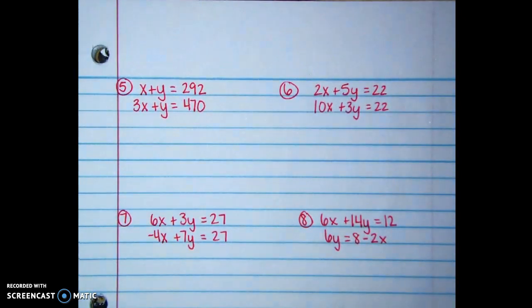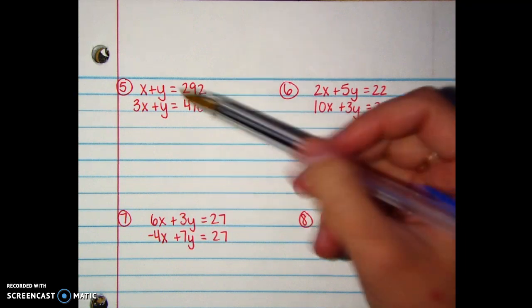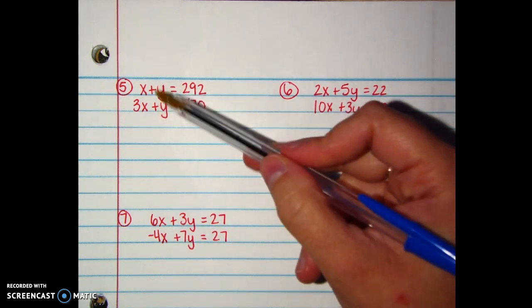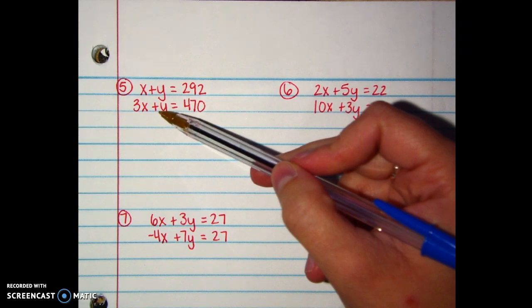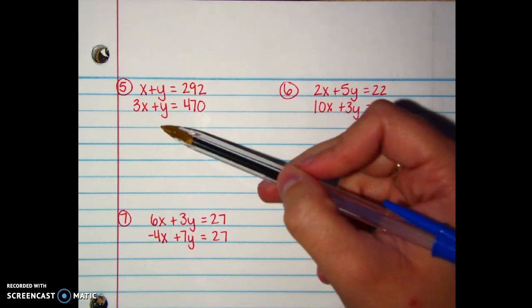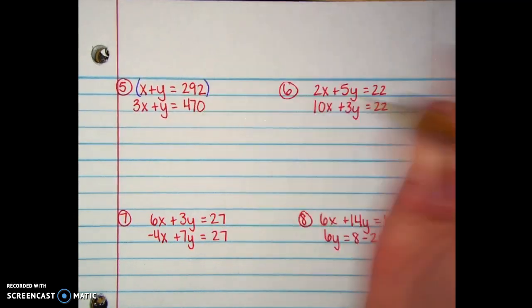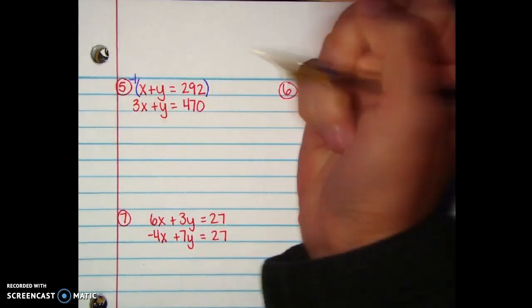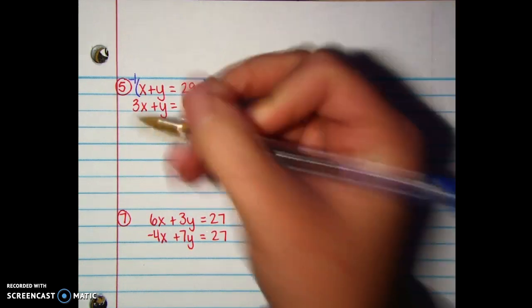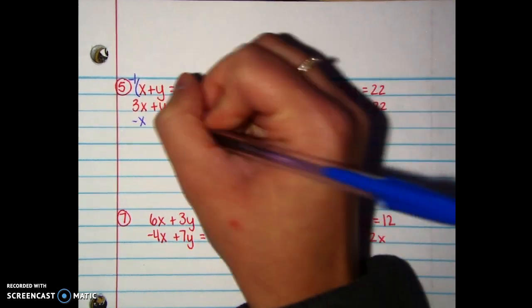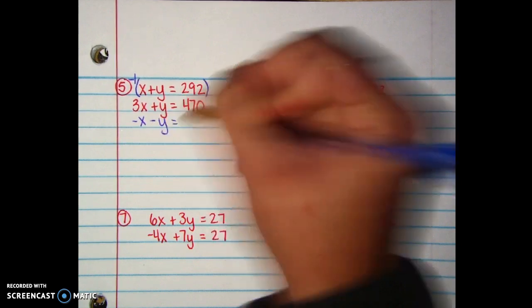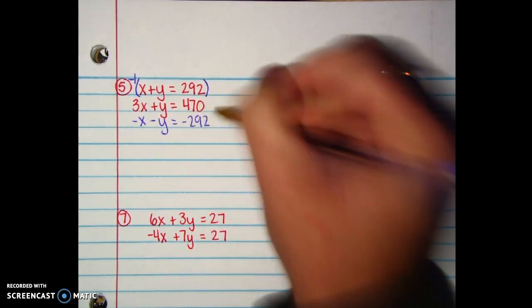Okay, let's look at number 5. Number 5 does not have any opposites, so on this one we're going to have to multiply to make opposites. The easiest thing to do is see that I have a positive 1y here and a positive 1y here. So I can just multiply one of those equations by negative 1 to make an opposite. So I'm going to multiply the top equation by negative 1. When I do that, I get negative x minus y equals negative 292.